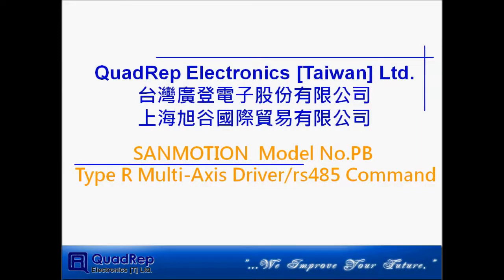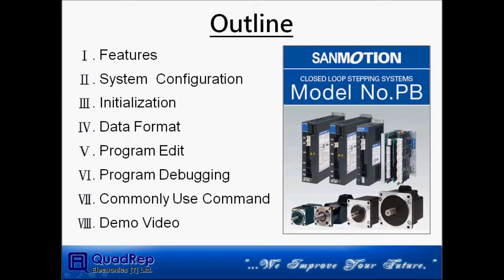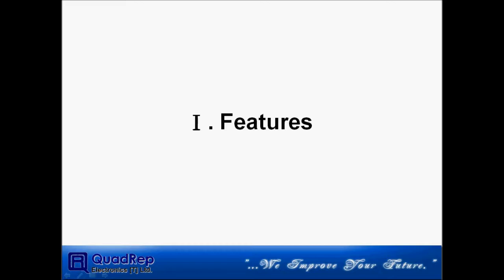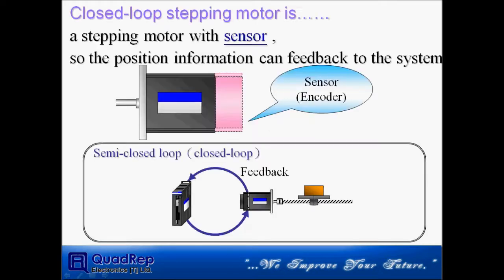In this video, we are going to introduce the SANMOTION Model No.PB Type R multi-axis driver and explain how to edit the RS485 command. This is today's outline. First, I will introduce the features of the PB system and then let you know the system configuration. And after the initialization, we will talk about program works. We start at the system features.